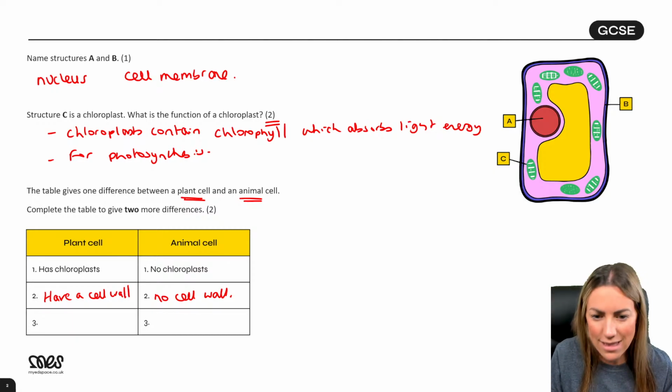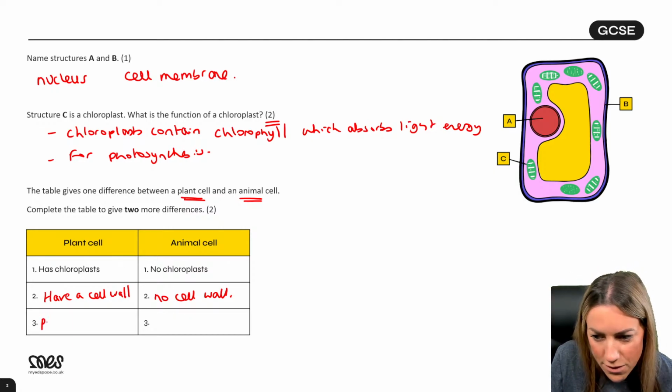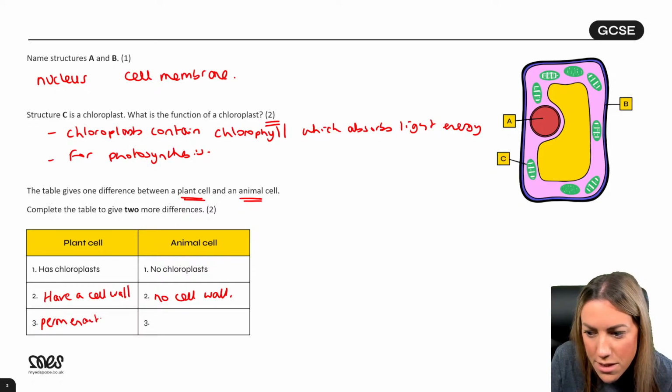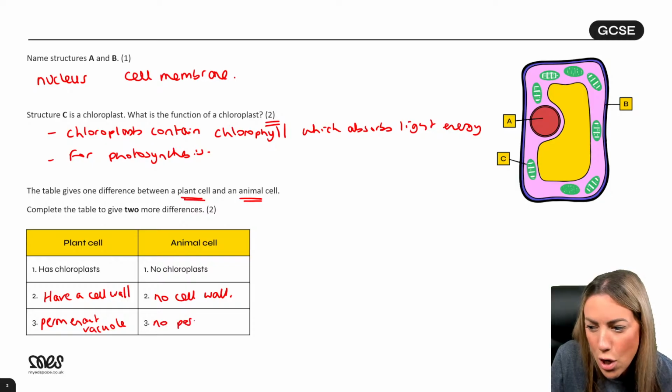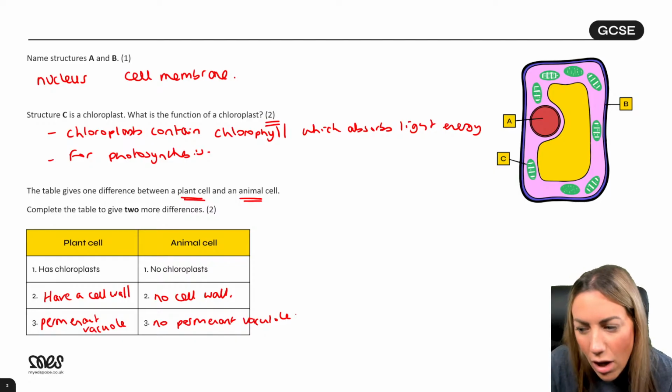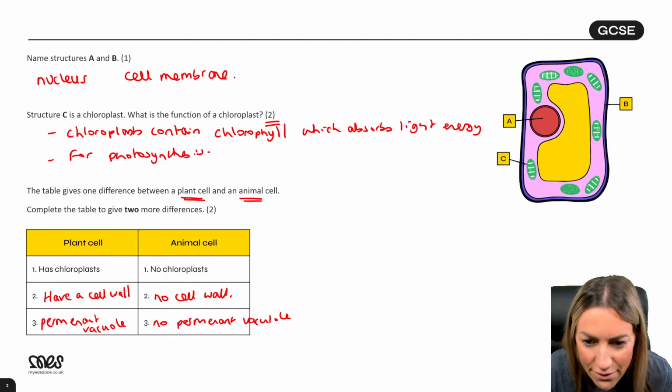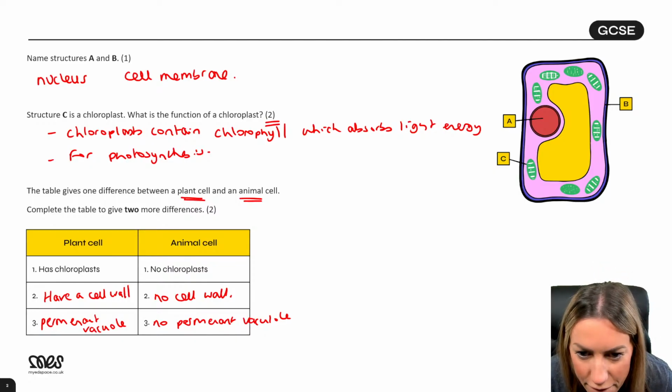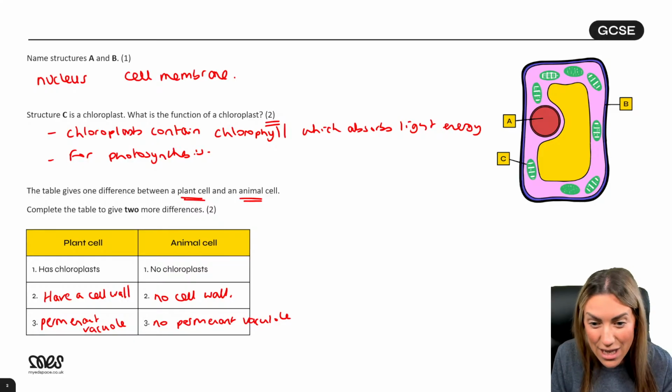But this is nice and easy because they've given us a table. And well done, everybody. Plant cells have a permanent vacuole. And animal cells, there's no permanent vacuole. Or you could say large vacuole. You could say plant cells have a large vacuole. Animal cells do not have a large vacuole. Perfect. Well done. This is AQA focused.